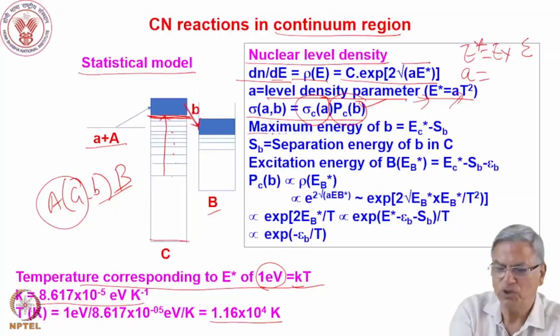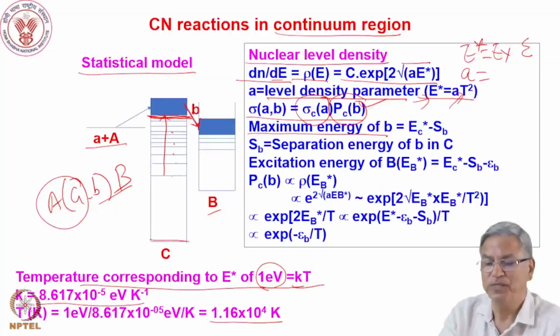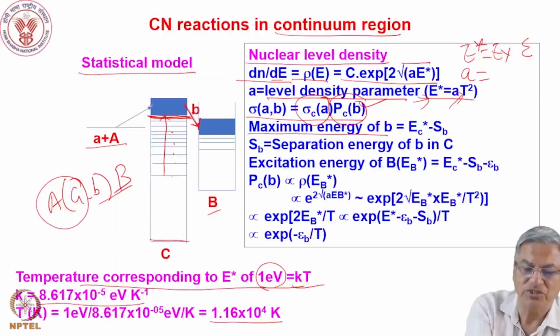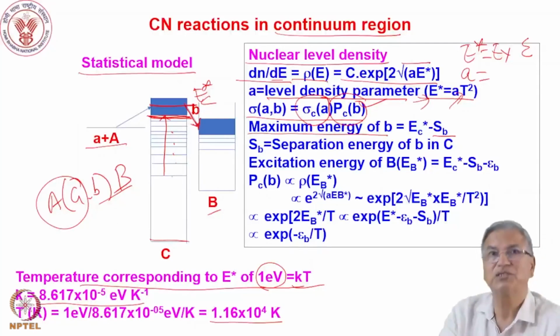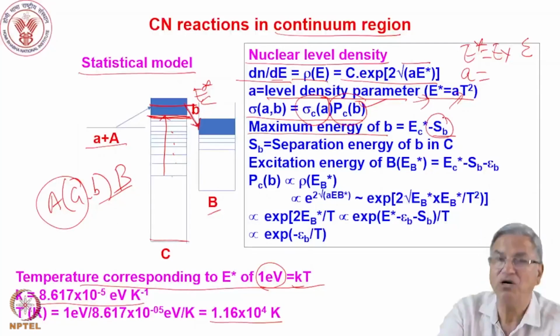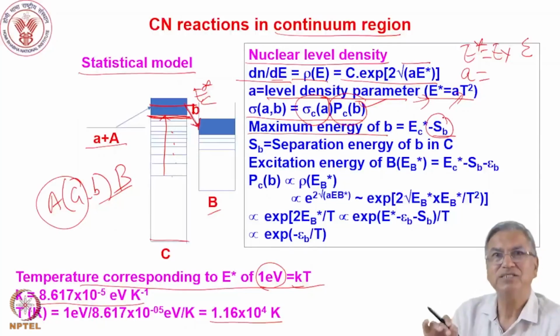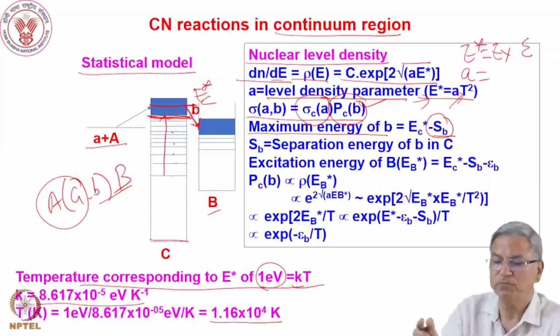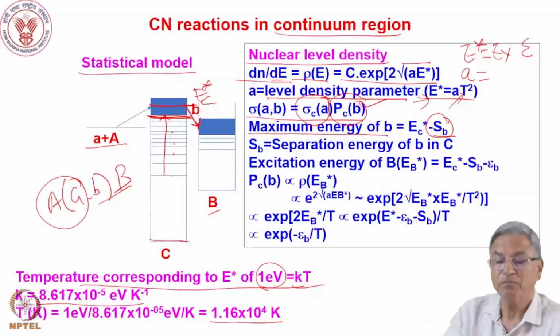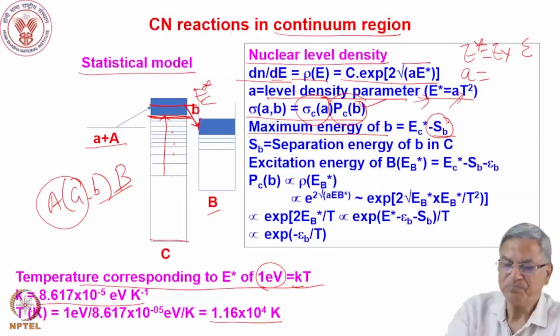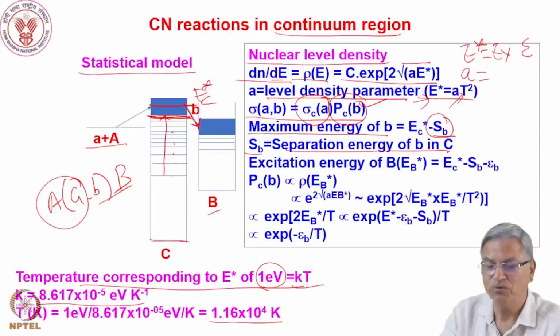So the maximum energy of the projectile, that is small b, is given by the excitation energy E star minus the binding energy of the particle in this nucleus. That is called the separation energy or the binding energy, because binding energy is the energy required to remove a nucleon from the nucleus. So this much energy we have to supply. So excitation energy minus binding energy is the maximum kinetic energy of the particle. Here S_b is the separation energy of particle b in the compound nucleus.